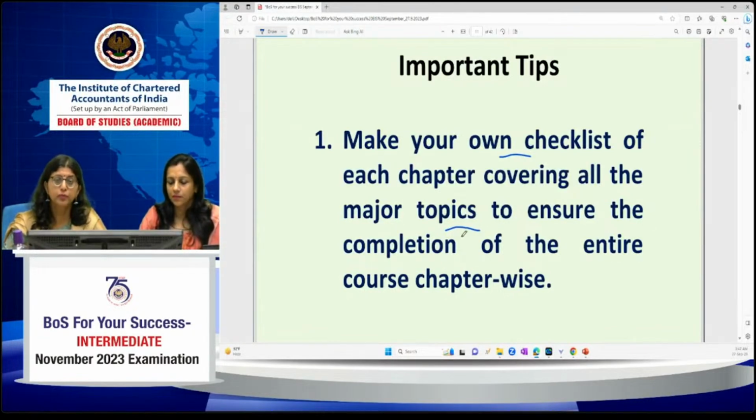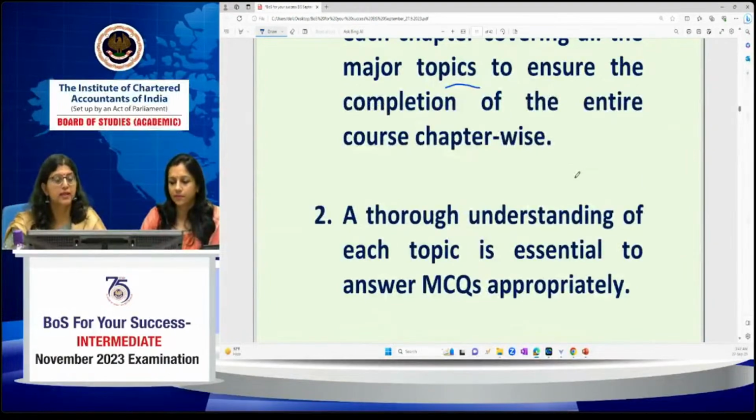So you will have to build an understanding, and you will be able to do that only when you prepare your own checklist. And once you do it, then you keep on ticking, like I've been telling you, to ensure that you complete the entire course chapter wise.